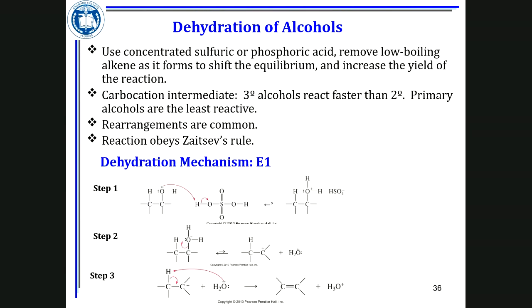Dehydration of alcohol. For dehydration of alcohol, your reactant is alcohol, your product is going to be alkene. In dehydration, you are removing OH and you are removing H, just like dehydrohalogenation, where you remove Br and you remove H. OH from one carbon and hydrogen from the adjacent carbon.